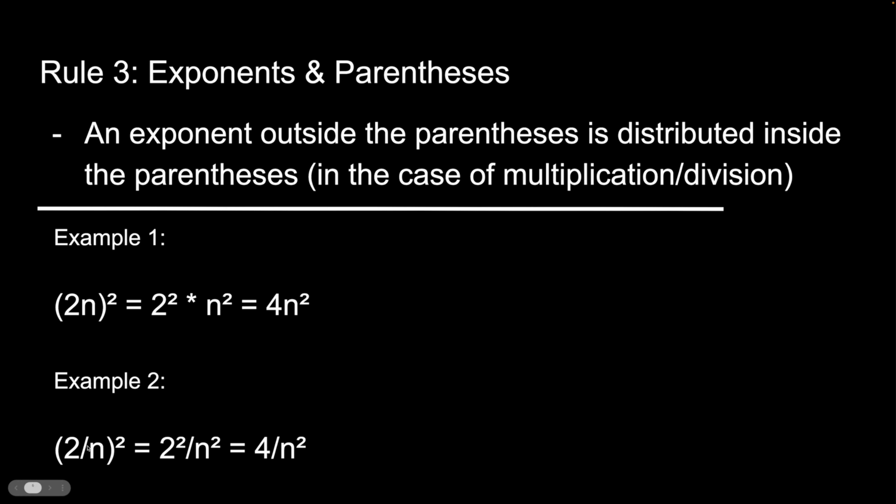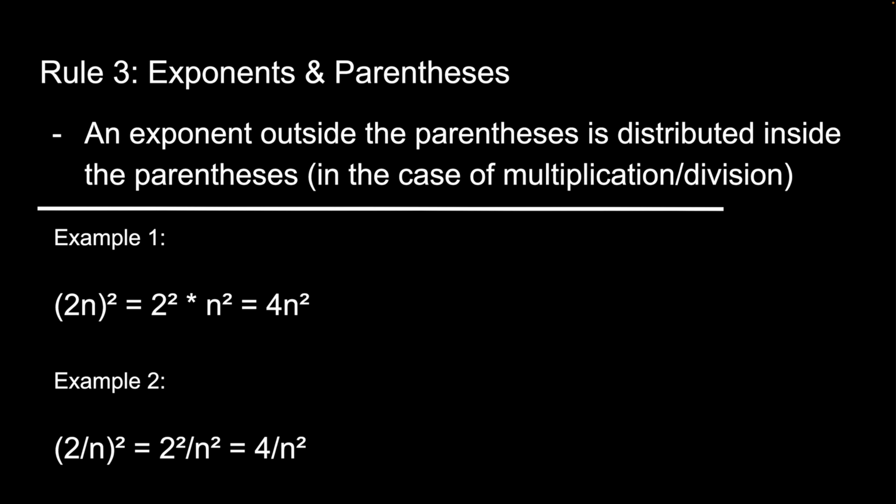How this works during division is that here we have 2 divided by n whole squared, and you take the square and you distribute it to the 2 and the n. So here this becomes 2 squared divided by n squared, which is equal to 4 divided by n squared.